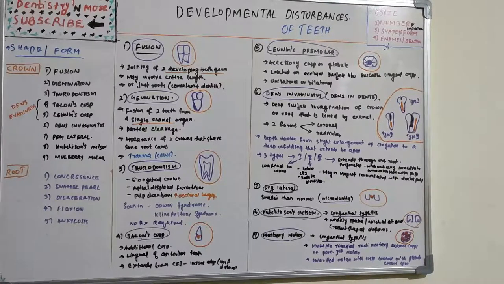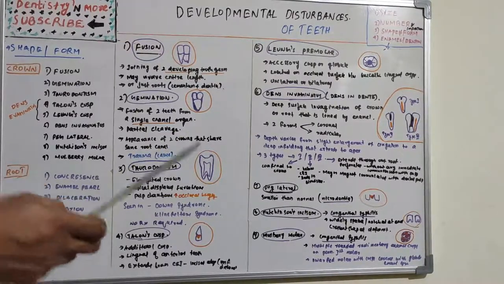So we have two structures in dens evaginatus, that is the extra structures which are projecting outward, the Leong's premolar, and then Talon's cusp is coming under dens evaginatus.